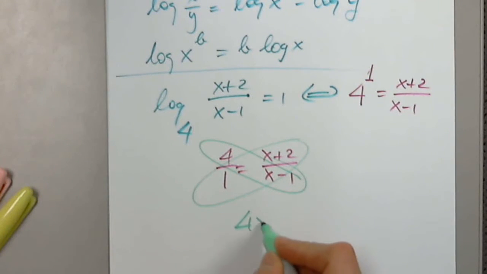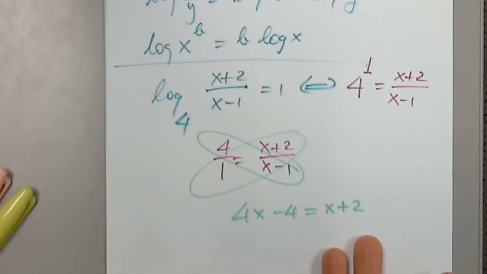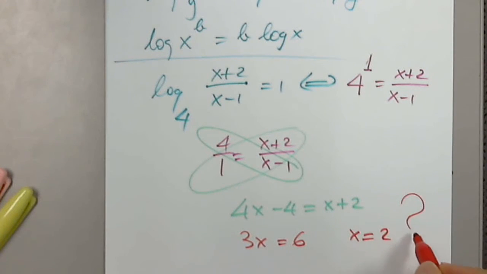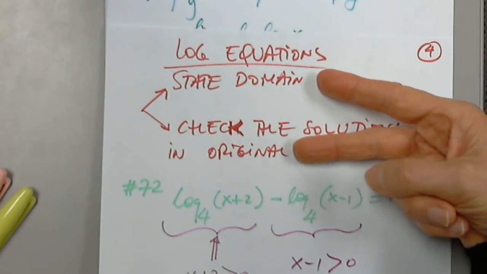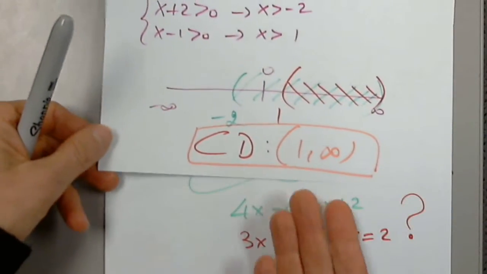Very good. 4x minus 4 equals x plus 2. Now what is it? What type of equation is this? Linear. Very good. So I'm moving x, I'm moving 4, and I get x equals 2. But I don't know yet. Because I'm solving a log equation and I have to use one of these two methods. Either I state the domain and check against the domain or check the solutions. But I have the domain.